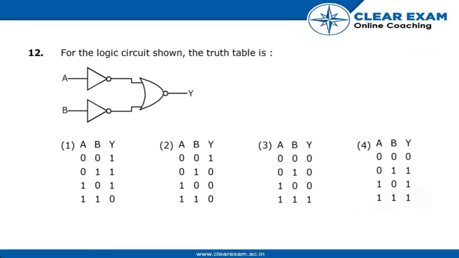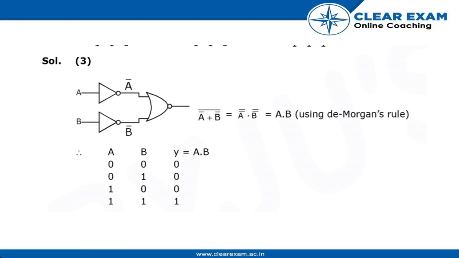We have to find the truth table for the following logic circuit. The A signal goes through NOT, so we get A naught, and the B signal goes through NOT, so we get B naught. Both A naught and B naught signals are going through the NOR gate.